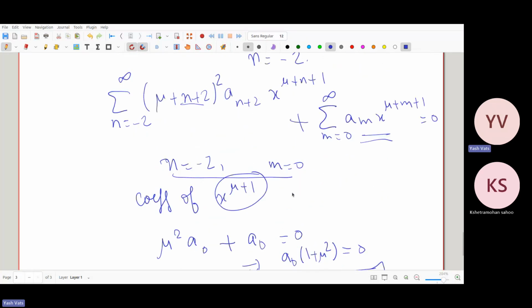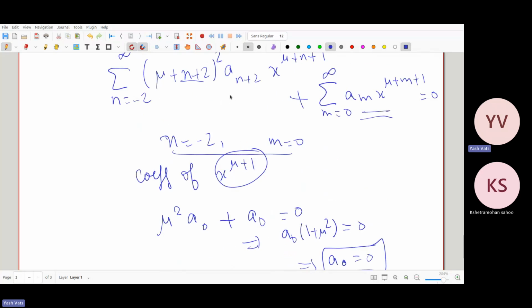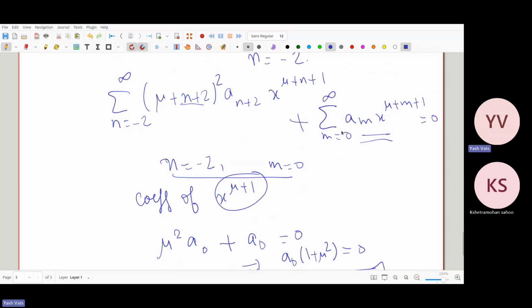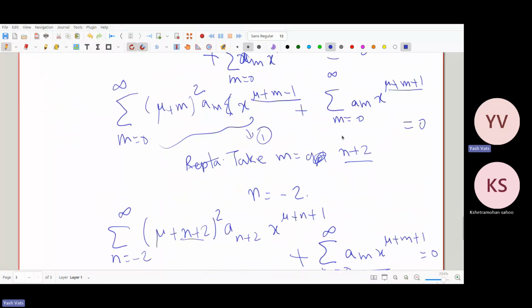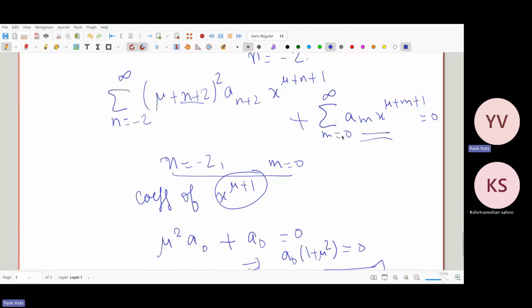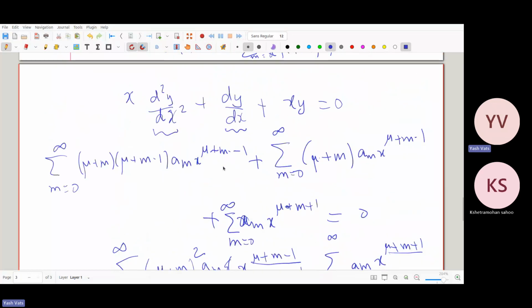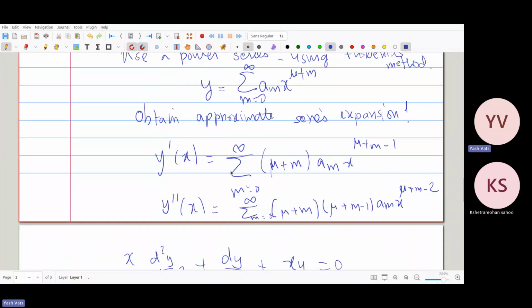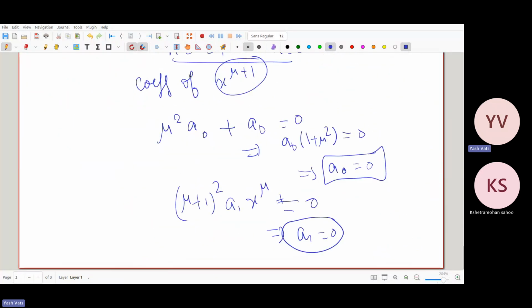So a naught is 0, a1 is 0, but here if you put the same thing, a1 and x to the power mu plus 1, then it also gives a1 equals 0. Then you will find what a2, a3 and so on are. So you need to look at how you find the coefficients. That's the basic thing that you need to compute. You need to put the values of the power series in the equation, and then find out the values of a naught, a1, a2 and so on. So that's it.